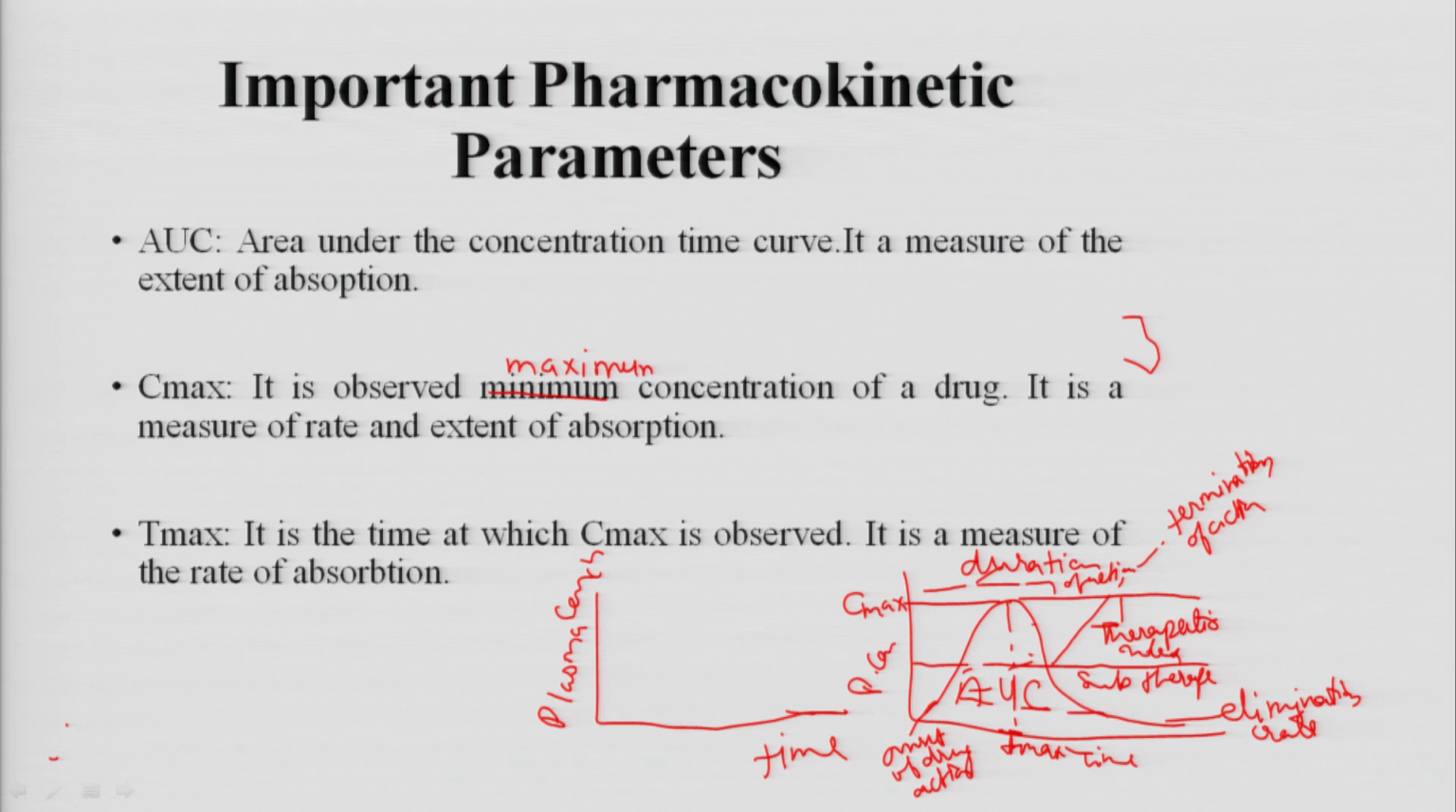So, after studying these 3 points, we can conclude what AUC shows, what Cmax shows, and what Tmax shows. AUC is a measure of extent of absorption of drug inside the lumen, and Cmax is extent of absorption plus a measure of rate, and Tmax is rate of absorption. It means Cmax shows both rate and extent of absorption inside the lumen.